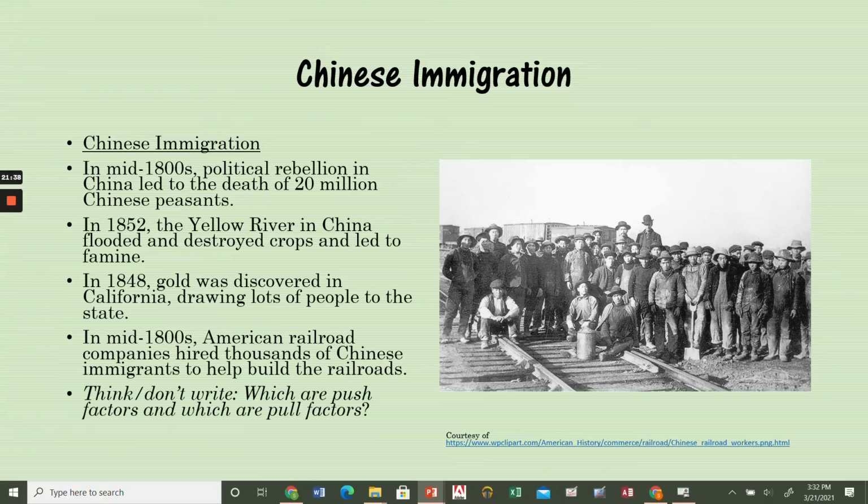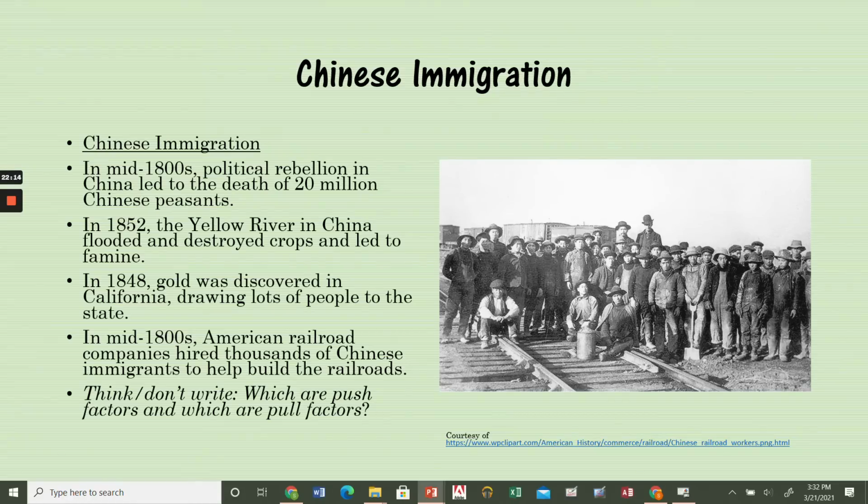So I put on here, think, don't write, but you may actually want to write down next to each of these bullet points whether it was a push or pull factor. Okay. So the fact that political rebellion in China led to 20 million deaths, well, that's a push factor. That's pushing Chinese persons, especially Chinese peasants, out of China to avoid the rebellion. The famine caused by the Yellow River flood, that's also going to be a push factor. It's going to push people out of their country to go look for a place with more stable food supply.